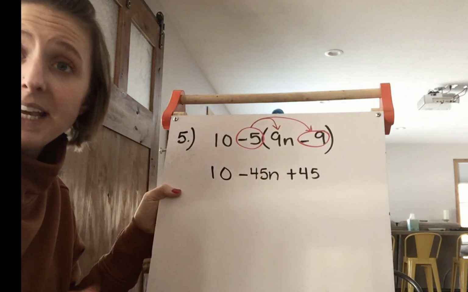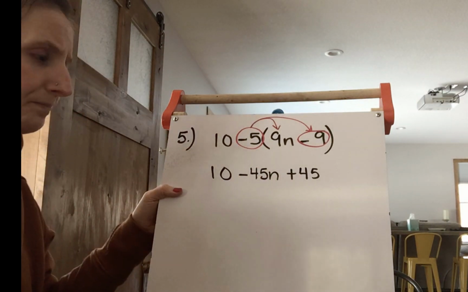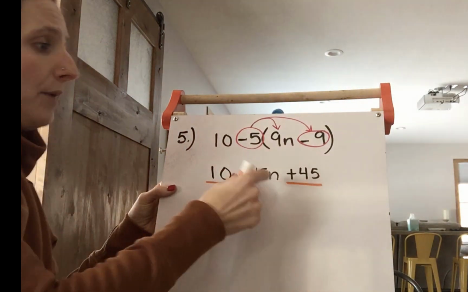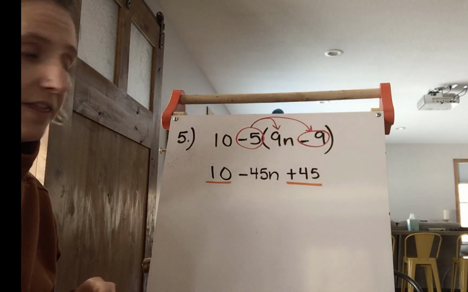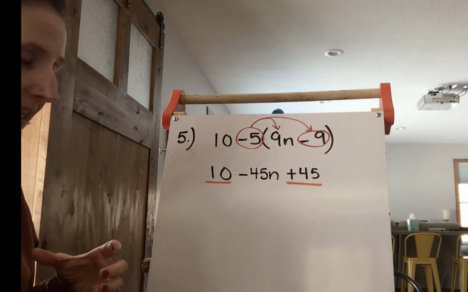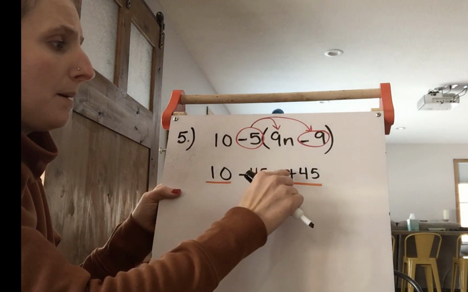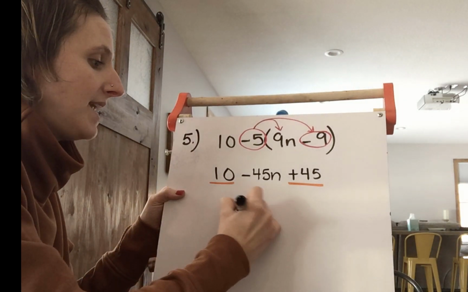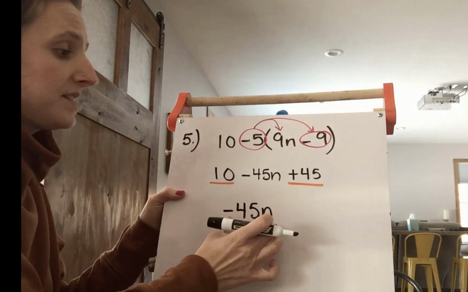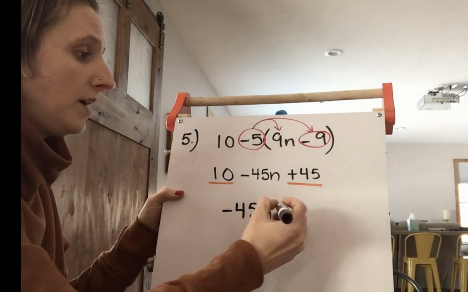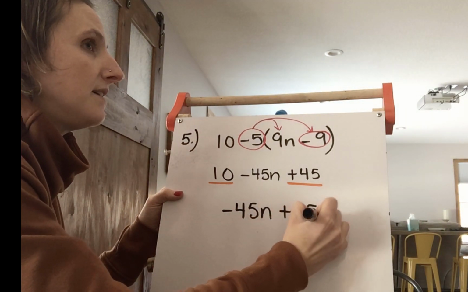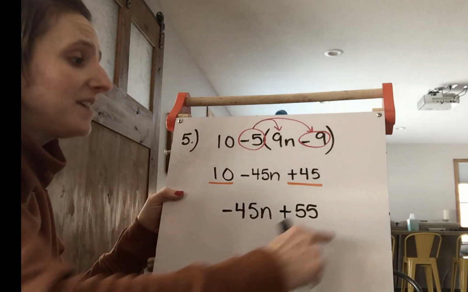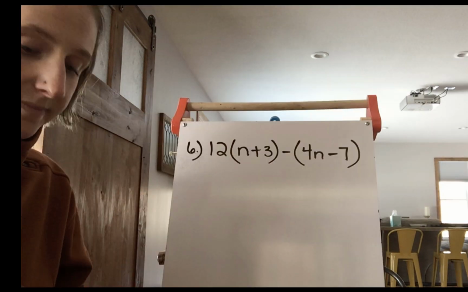Now I'm going to look to see if I can combine any like terms. We have two constants and we have one term that has an n with it. My constants I can combine together. So I have 10 plus 45, well that's going to give me 55. And then I have my -45n, that's going to come first, right? Alphabetical order, plus 55. Constants always come last. Here is our simplified expression.